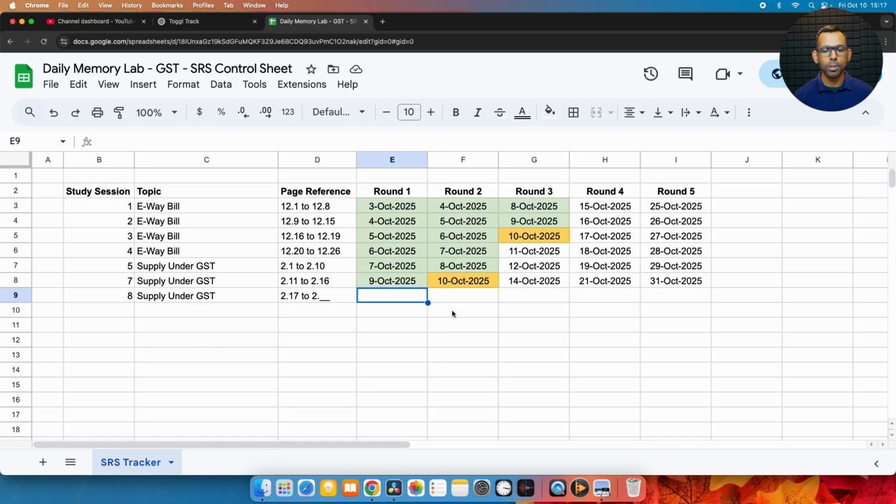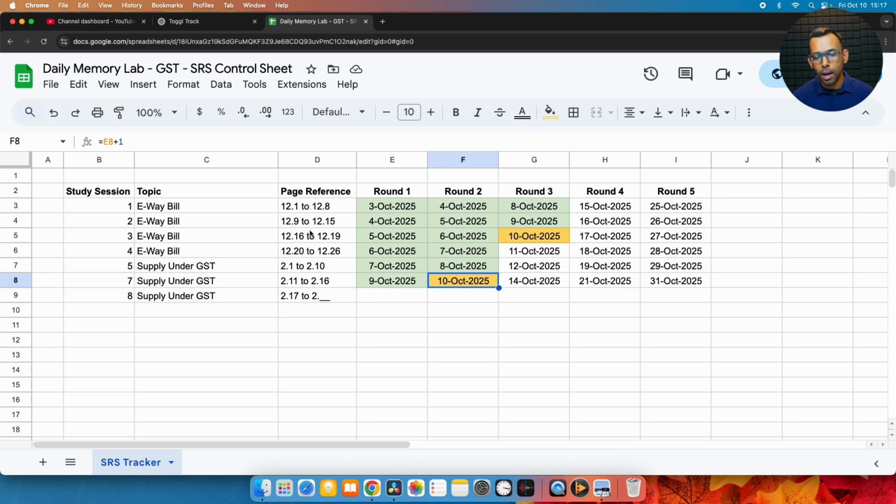In today's study session, we are going to revise page number 16 to 19 of e-Waybill chapter round 3, and after that we will move on to supply under GST chapter. We will do round 2 of page number 11 to 16, and then we will start from page number 17 and we will go on till page number 22 or 23 depending upon the time that we have, which will be the round 1 for this set of pages.